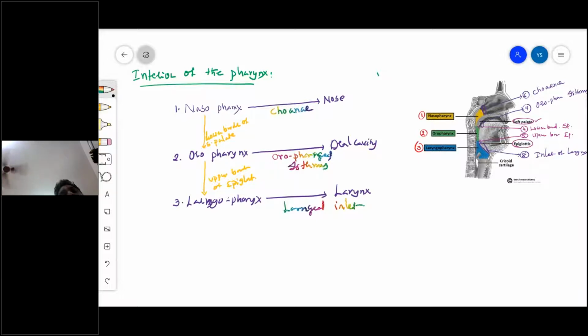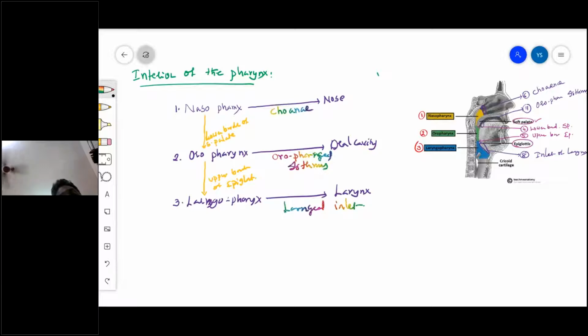In the laryngopharynx, pyriform fossa and laryngeal inlet. These two are very, very important from the exam point of view. So what I am telling is that all parts of the interior of pharynx are very, very important from the exam point of view and also on the clinical side. So we are going to study one by one.